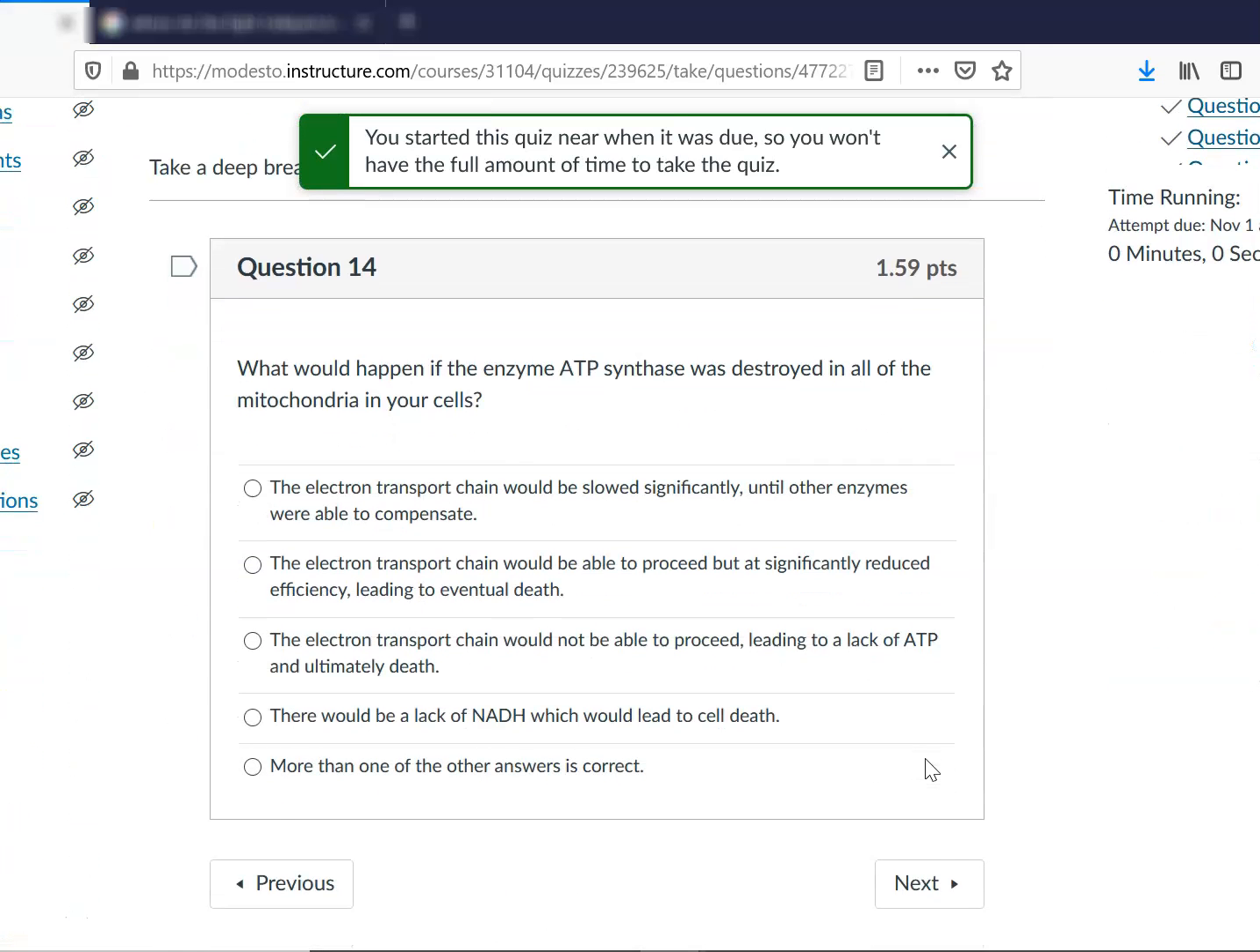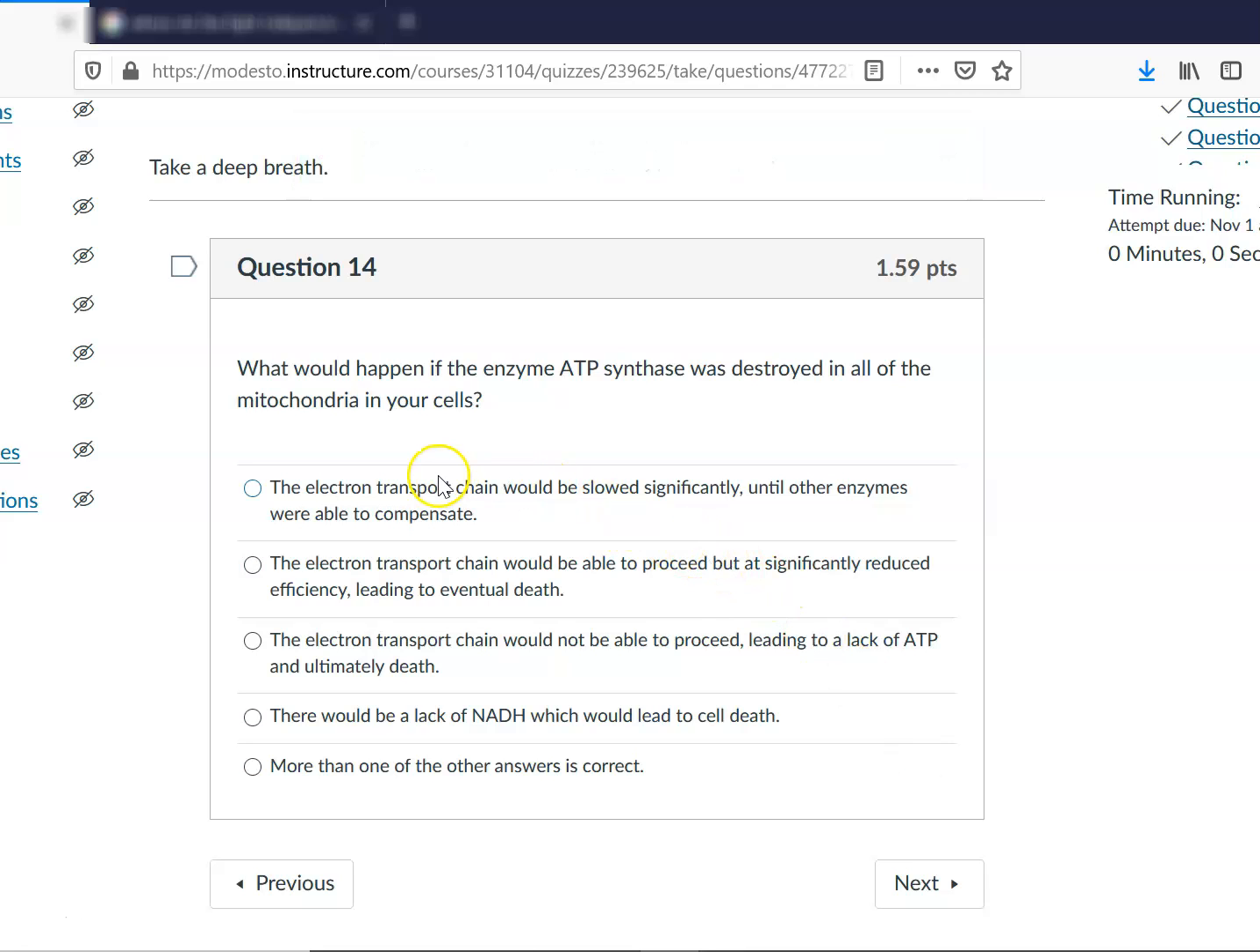What would happen if the enzyme ATP synthase was destroyed in all of the mitochondria in your cells? The electron transport chain would be slowed significantly until other enzymes were able to compensate. No, other enzymes wouldn't be able to compensate. The electron transport chain would be able to proceed but at significantly reduced efficiency leading to eventual death. That's kind of a nonsense answer too. The electron transport chain would not be able to proceed leading to a lack of ATP and ultimately death.